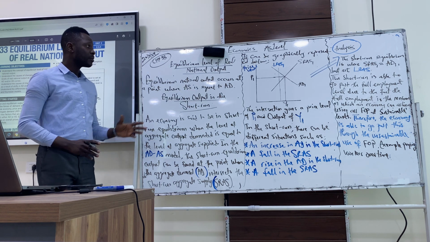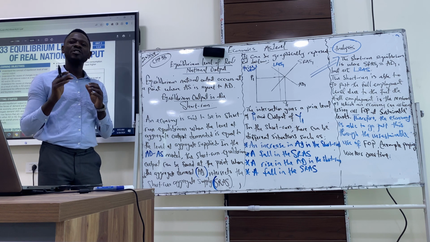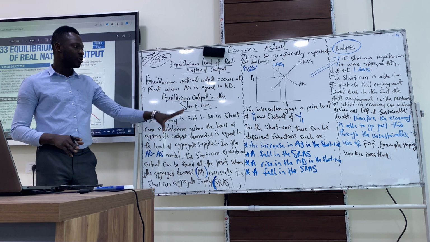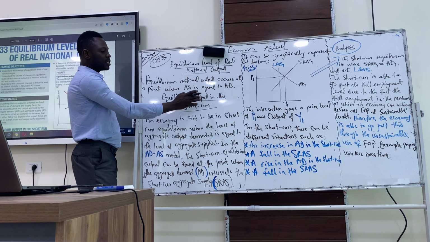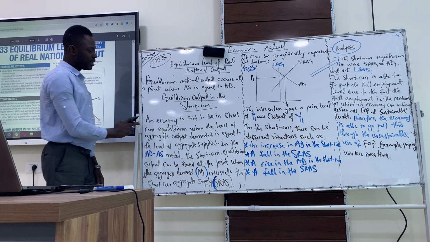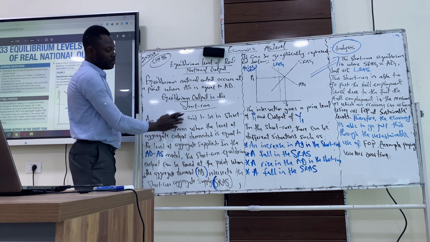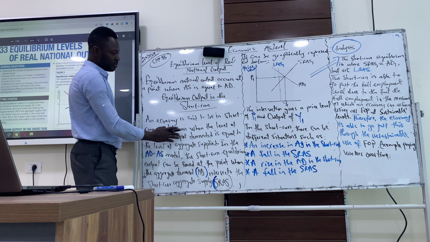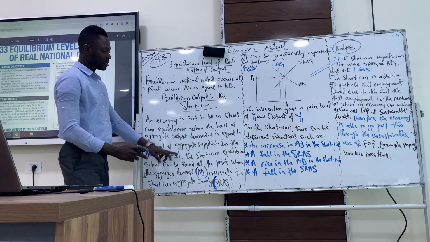So for equilibrium level of national output, we have the long run level of output and we have the short run level of output. Today we want to concentrate on the short run level of output. So for equilibrium output in the short run, I wrote, an economy is said to be in the short run equilibrium when the level of aggregate output demanded is equal to the level of aggregate supplied.